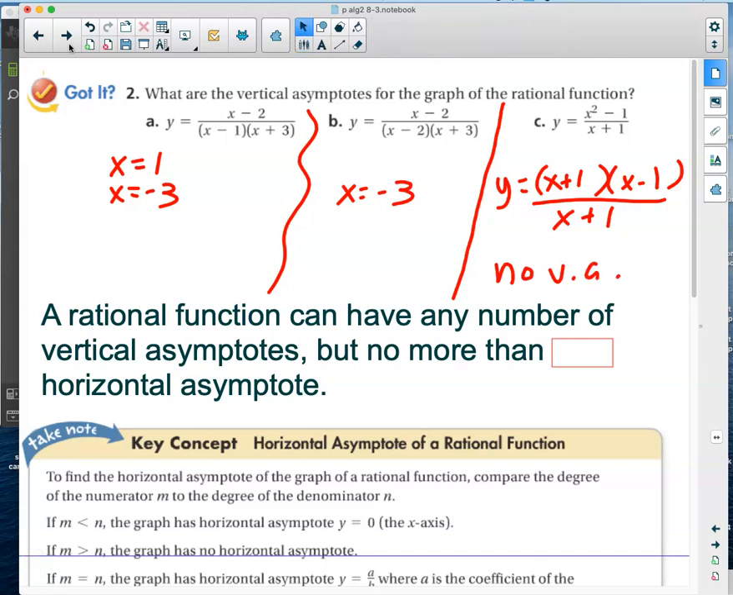And that is a fantastic place. Let's fill this one little box. A rational function can have any number of vertical asymptotes. They can put as many zeros as they want in the denominator, but no more than one horizontal asymptote. But we've learned a pretty good chunk of stuff today. A lot of it review, one new piece. How do you know that an equation has a hole?